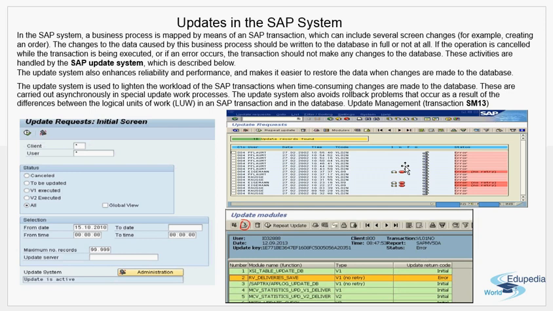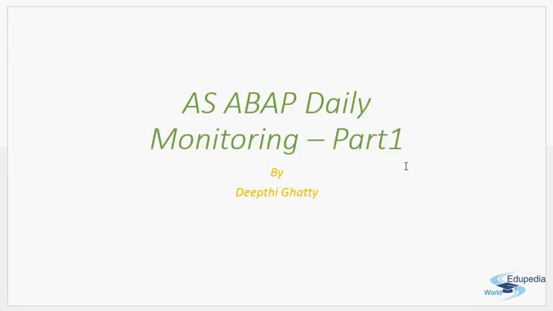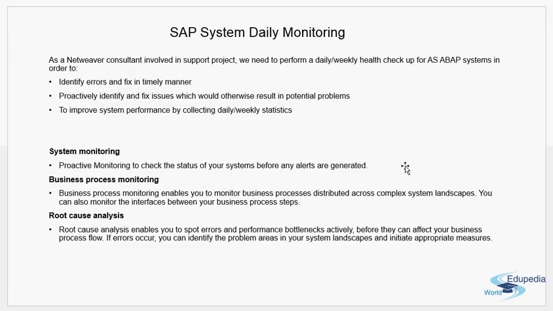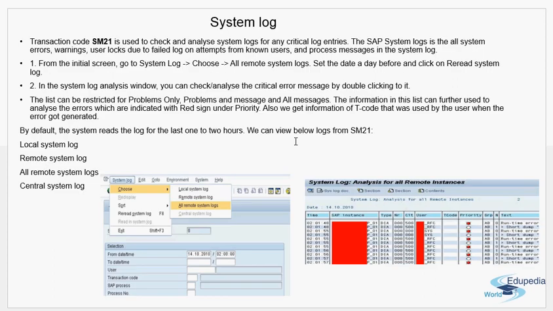Okay, so in today's topic we started with what monitoring is and what the aim of monitoring in the SAP system is: to proactively identify errors, fix issues and improve system performance. Then we saw the different types of monitoring, like system monitoring, business process monitoring and root cause analysis. Then we started with the different transactions which are used for monitoring. Today we have seen 4 transactions.